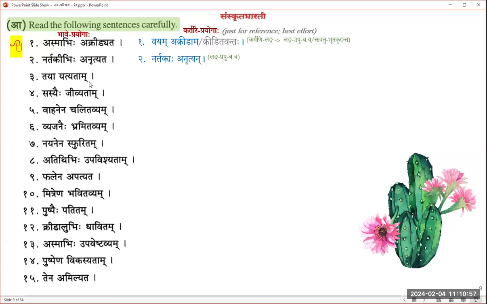So taya yatyatam. By her may the effort be done. Yatna. So that yatyatam. So taya yatyatam. So sa yatatam. Now what is the difference here between the above two were lang. Suddenly we have switched to lot. So sa yatatam. Atmane form lot.